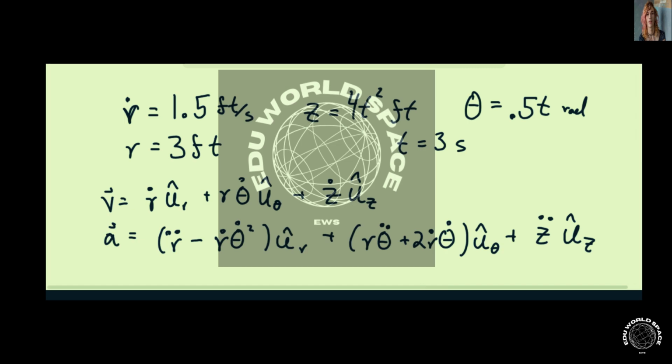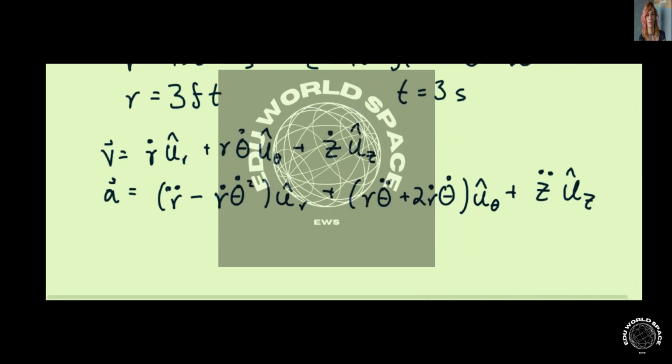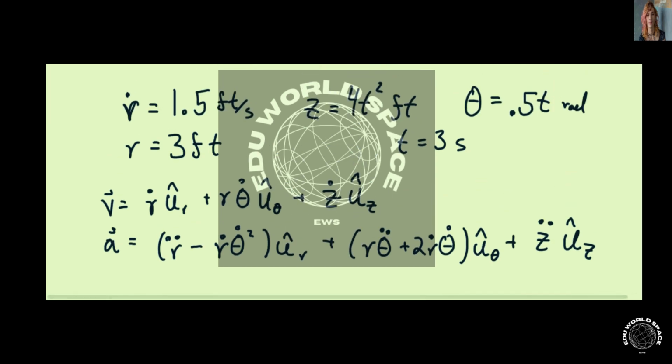In this problem, we have a robotic arm that is extending such that when t is equal to 3 seconds, its radial change is defined by 1.5 feet per second. Its current radius at t equals 3 seconds is 3 feet. Its z height is defined by 4t squared feet, and the angle it makes, theta, is defined by 0.5t radians. What we want to find here is the magnitudes of the velocity and acceleration.